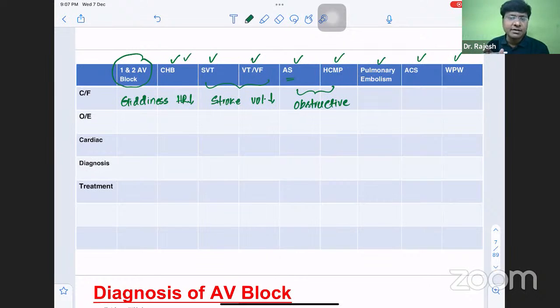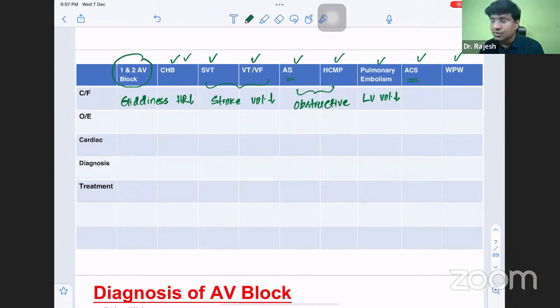So the interventricular septum will be pushed into the LV lumen. So LV volume reduces. As the LV volume reduces, the cardiac output reduces, and thereby there will be decreased cerebral perfusion, resulting in syncopal attack.